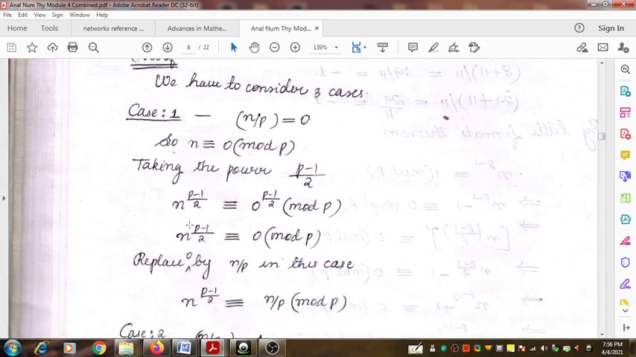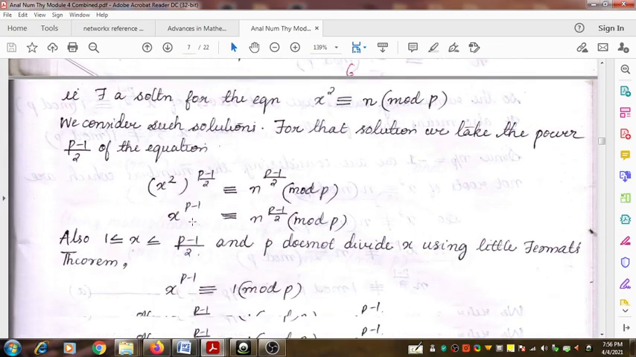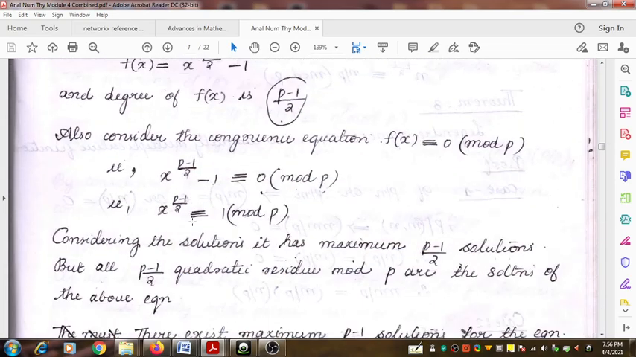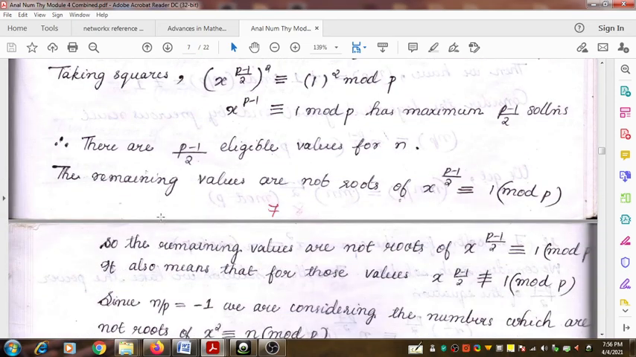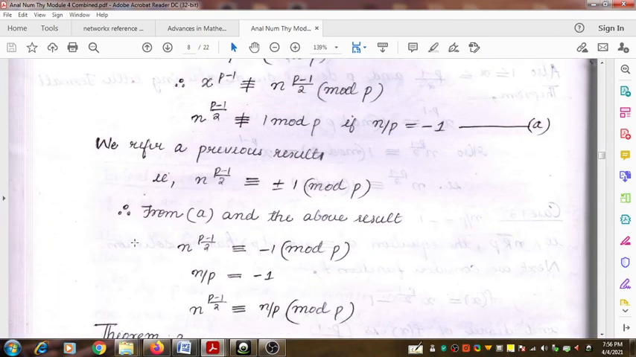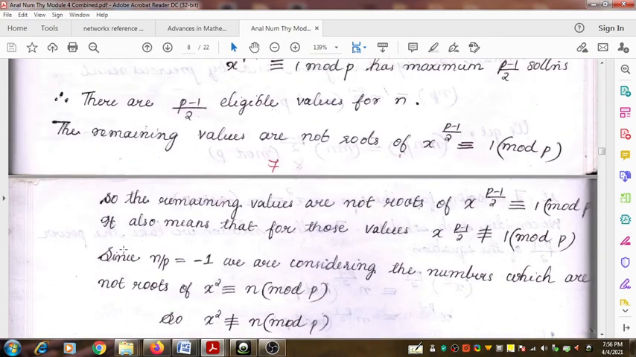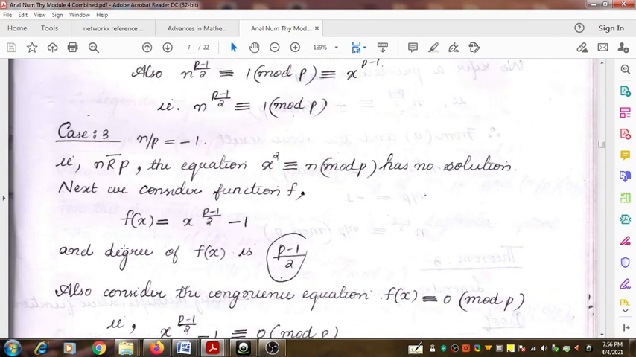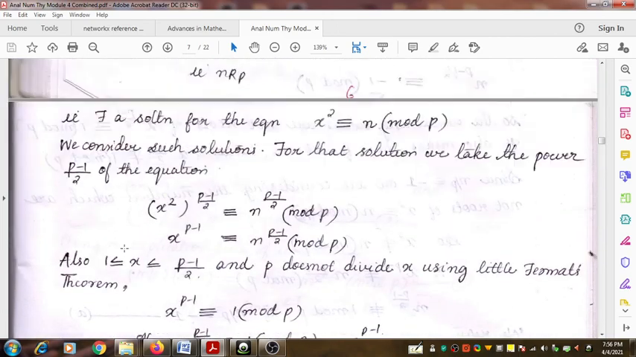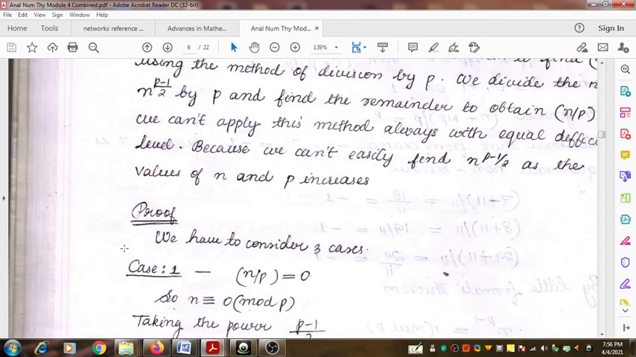So coming to the theorem, we have different cases to discuss to complete the theorem. We have to discuss many cases, and that will be discussed in a separate video. Okay, right?